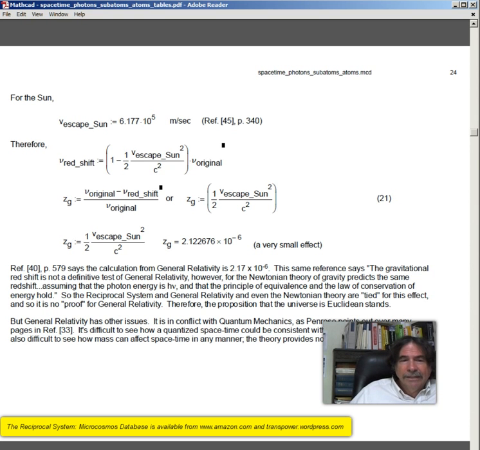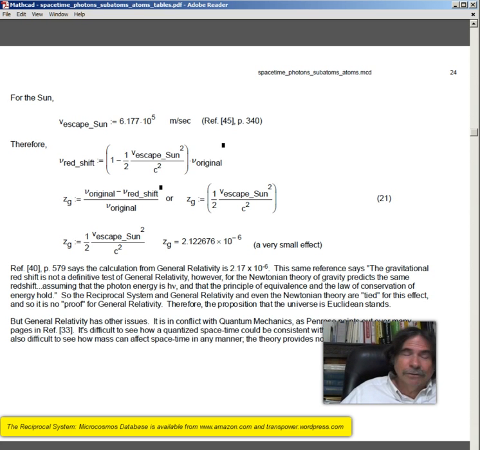But general relativity has other issues. It is in conflict with quantum mechanics, as Penrose points out over many pages in reference 33. It is difficult to see how a quantized space-time could be consistent with a non-zero curvature. It's also difficult to see how mass can affect space-time in any manner. The theory provides no mechanism. So it's difficult to see how space can be curved or warped or folded or any other crazy ideas of modern physics.